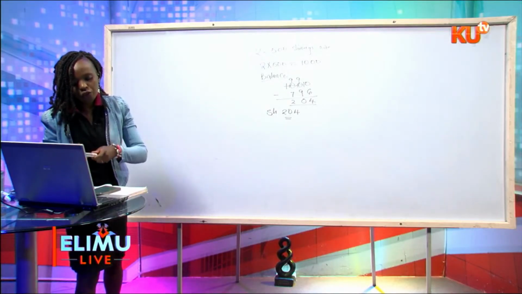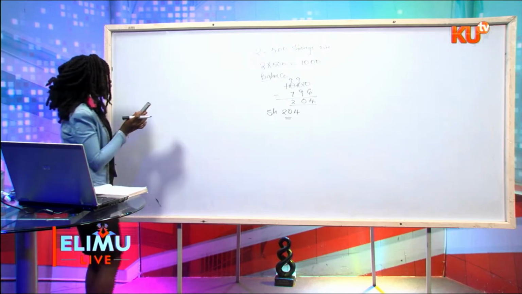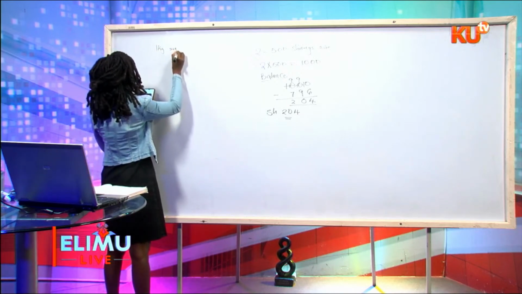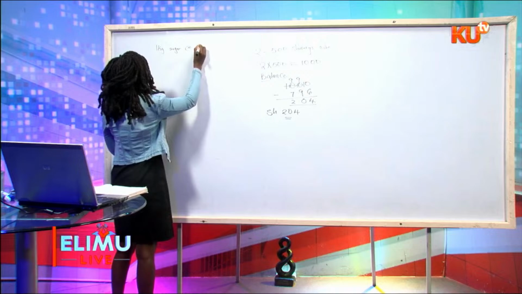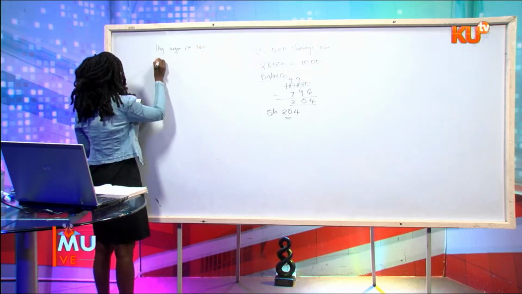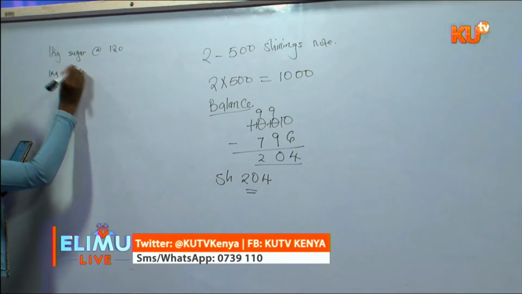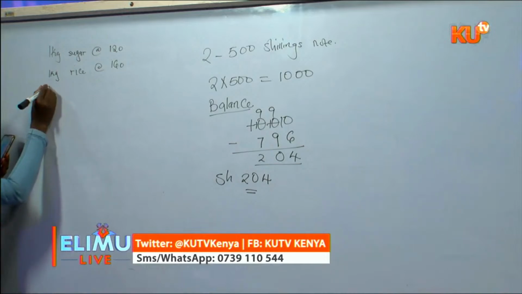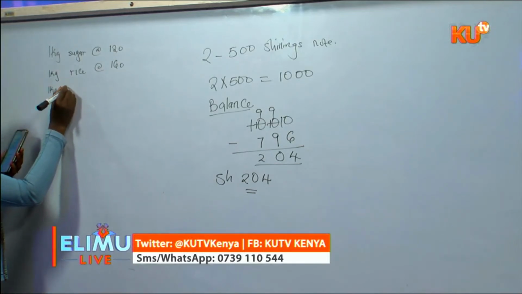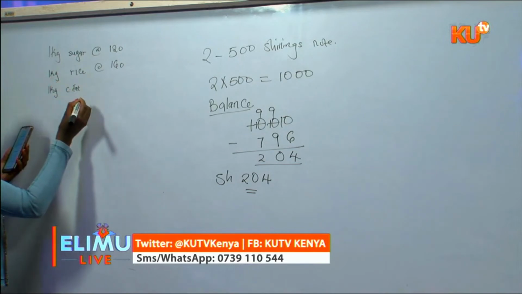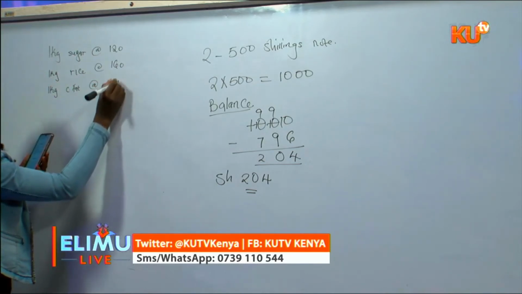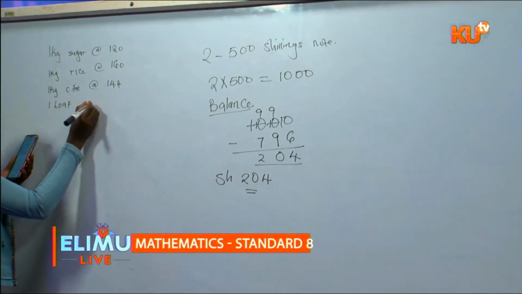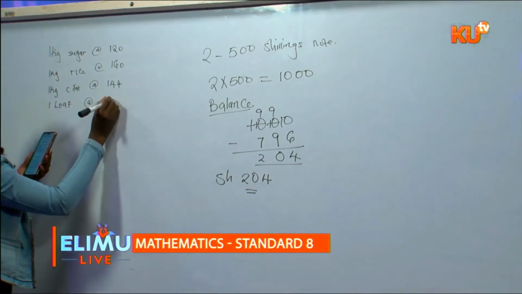So 1 kg of sugar at 120 shillings. Then 1 kg of rice at 160 shillings. And then we have 1 kg cooking fat at 144 shillings, and then 1 loaf of bread at 44 shillings.